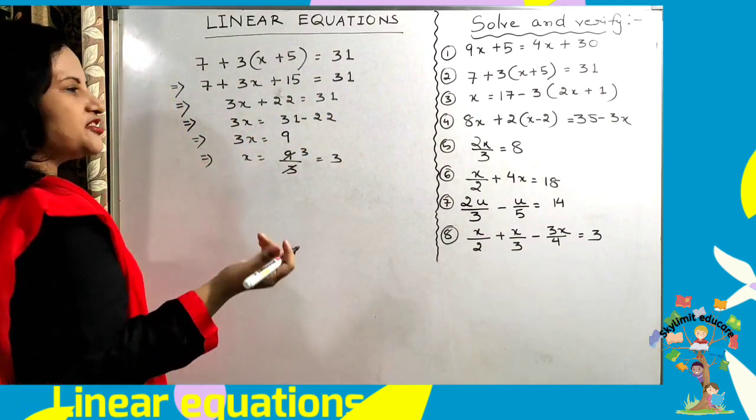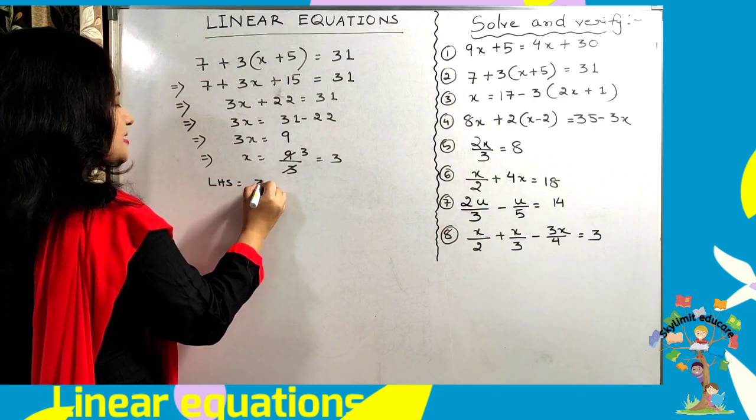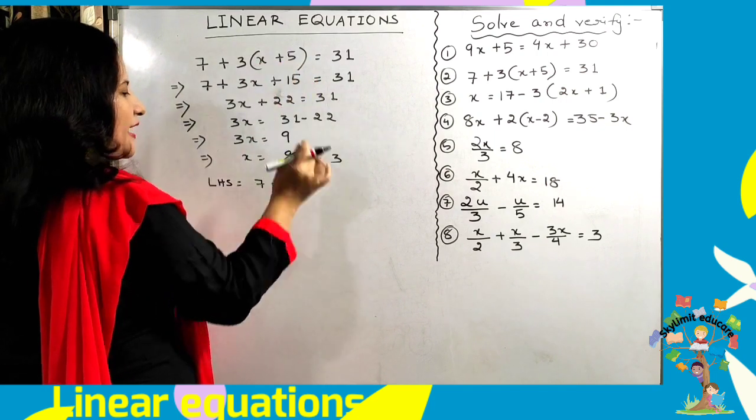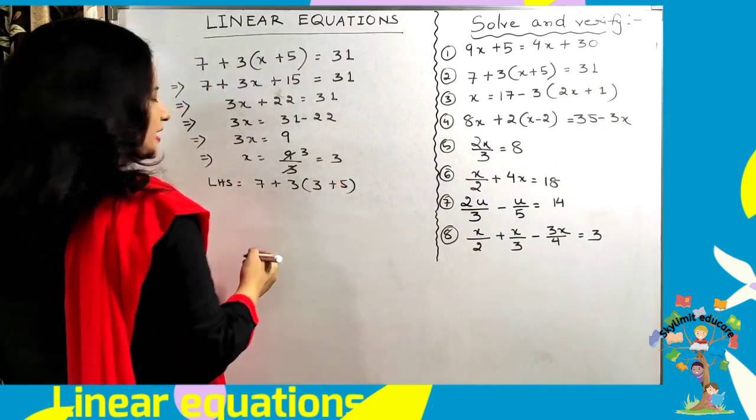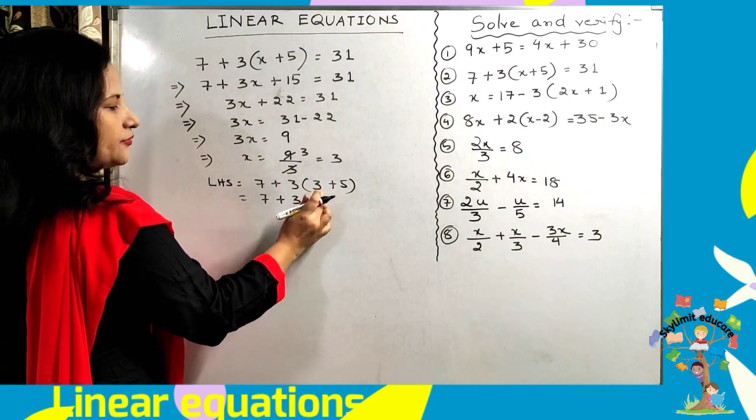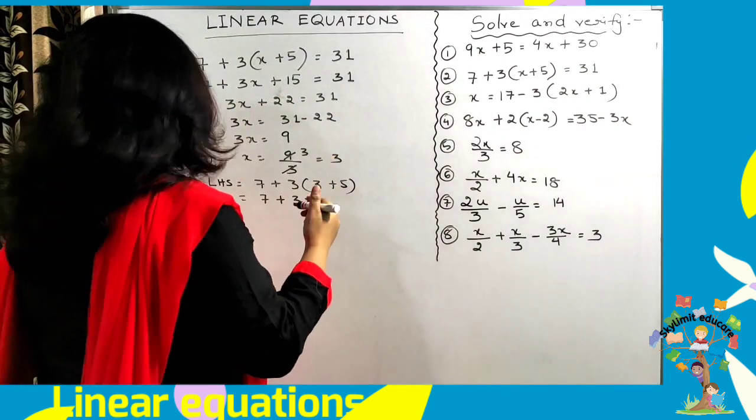So here I will show the LHS RHS method. You can write here LHS, that is left hand side, is 7 plus 3 multiplied to x plus 5. So in place of x, what will I substitute? 3 plus 5. That's it. Now let us find the value. 3 plus 5, first you add it, it's in the bracket.